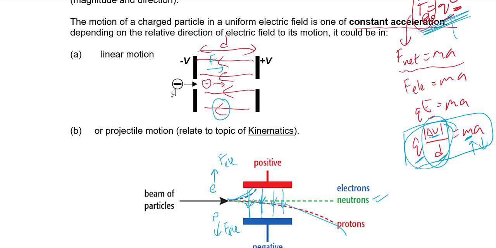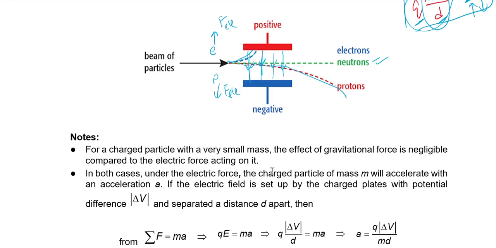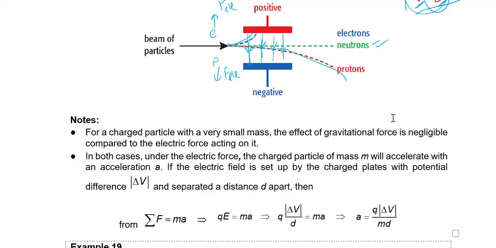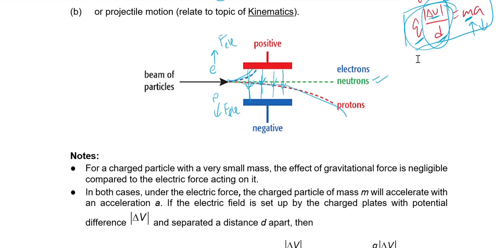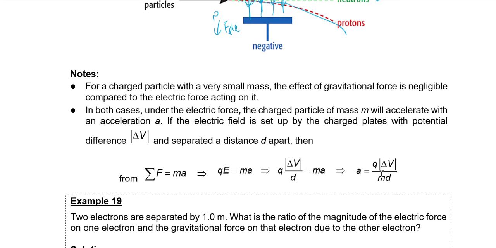So we talk about this. For a charged particle with very small mass, generally we can ignore the gravitational force. But if the electric force is too weak, then you have to be careful. Generally, I think you can just ignore it, unless there's something in the question to suggest otherwise. In both cases, under electric force, they will accelerate. And this equation we already derived on top, I'm not going to say it again. You can see this equation is exactly the same as this one. So if you make a the subject, you get this one. Quickly do question 19. Pause and do it before you come back.